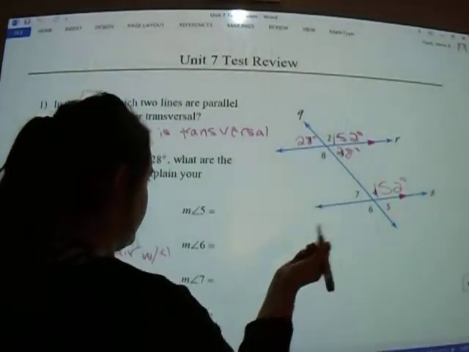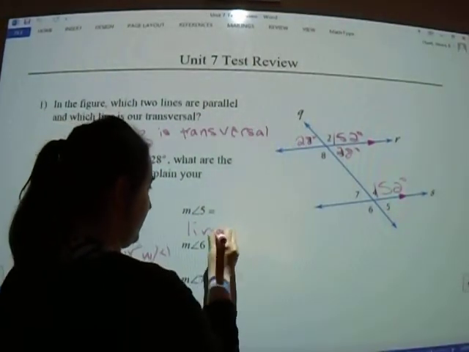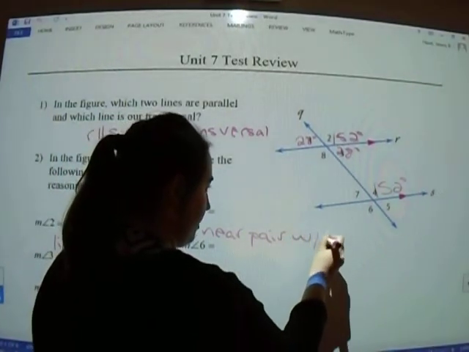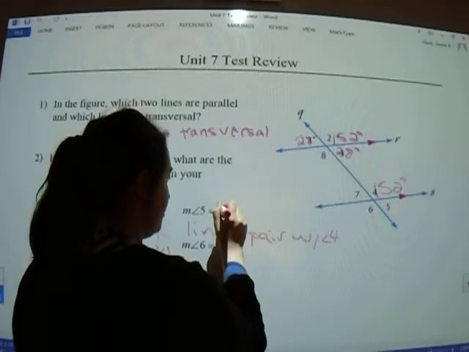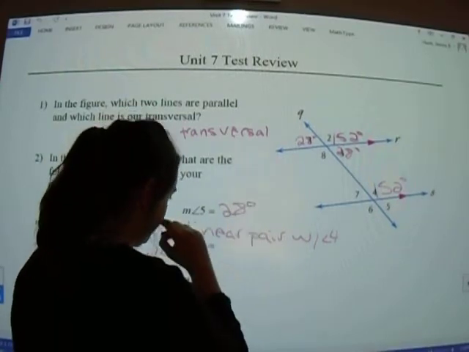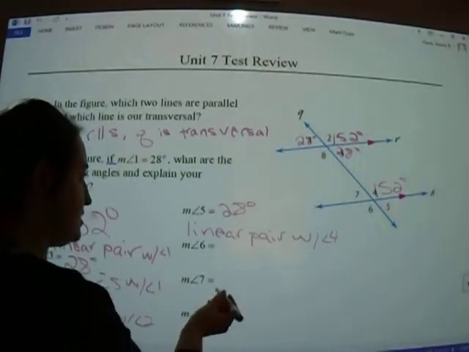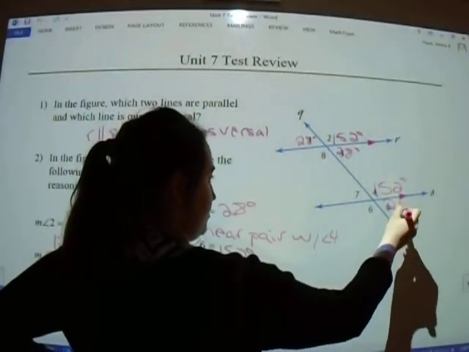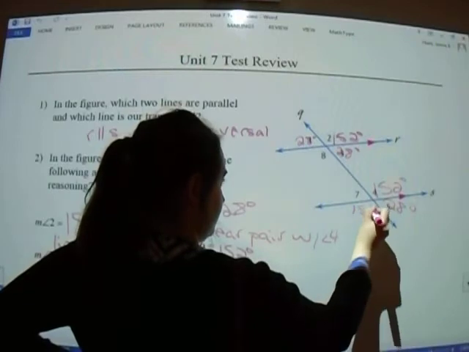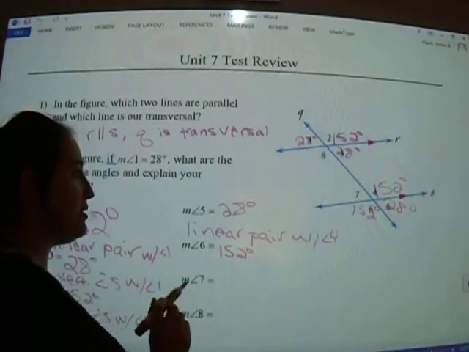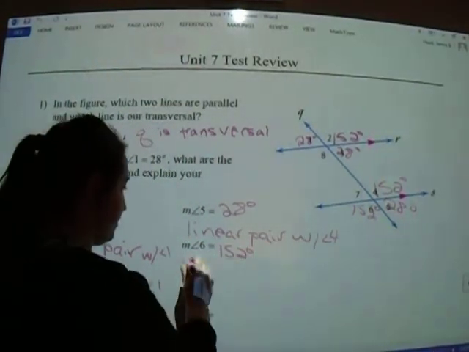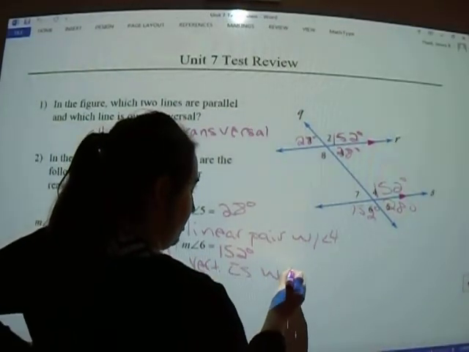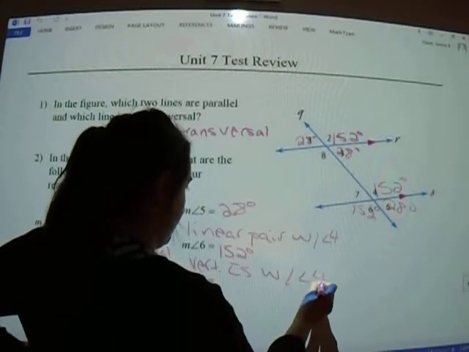Number 5 is a linear pair with angle 4, so that's 28 degrees. Okay, number 6 is also 152 degrees. Right, because that is a vertical angle with angle 4.